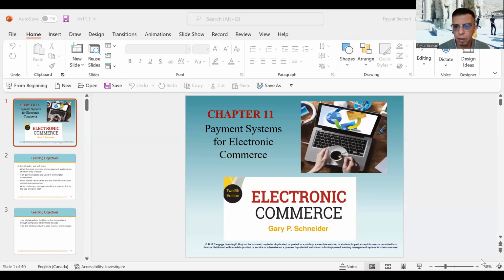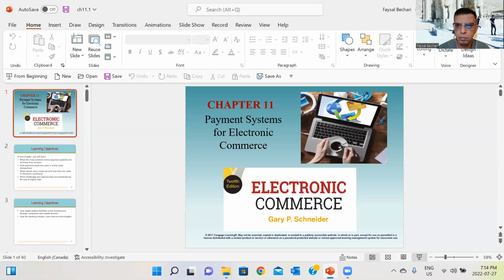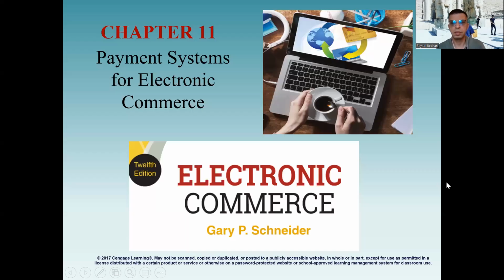Okay, so let's start the chapter. PSP, or payment system providers, will be covered during this chapter 11, which is payment systems for electronic commerce.